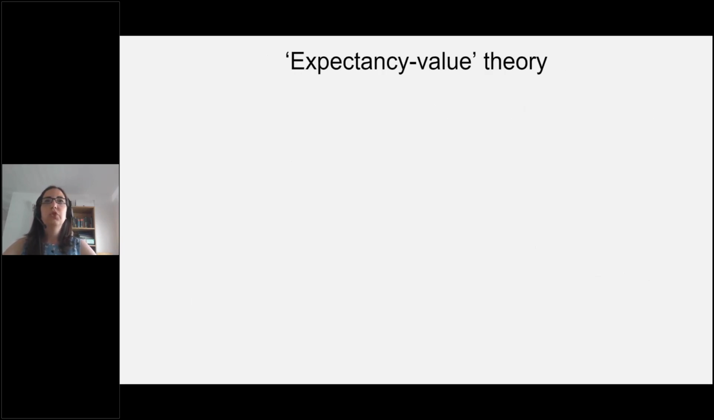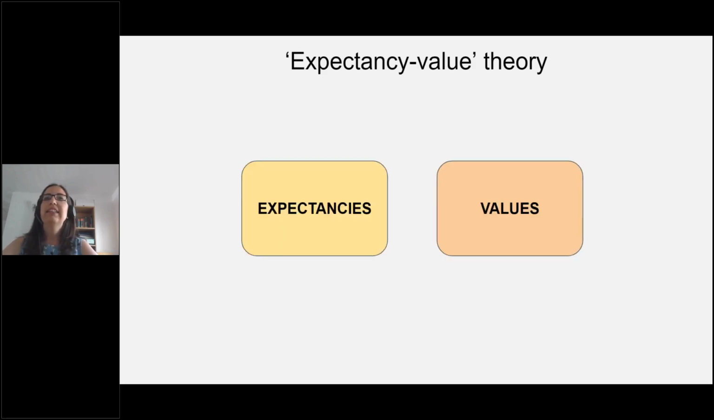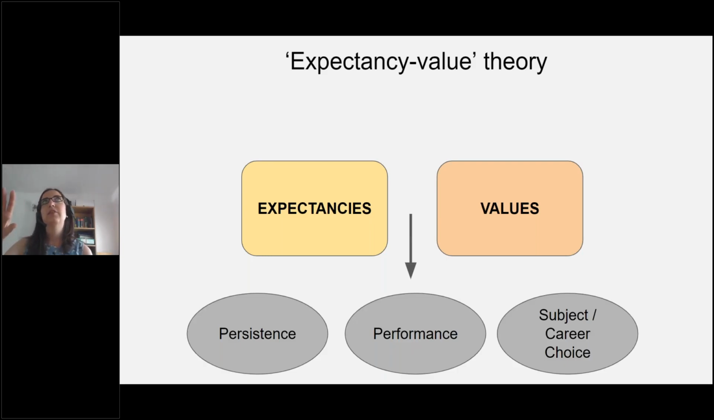So as I said, I want to draw on a psychology educational theory called expectancy value theory, which is made up, not unsurprisingly, of expectancies and values. It's proposed that these things predict persistence in a particular subject, also predict your performance or achievement in that subject, and subsequently your subject and career choice.